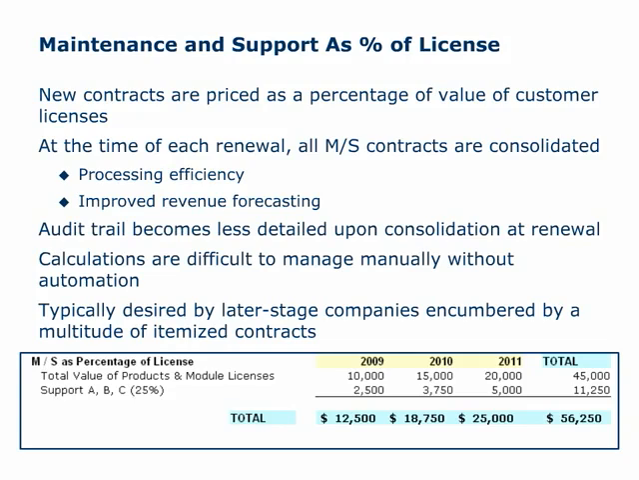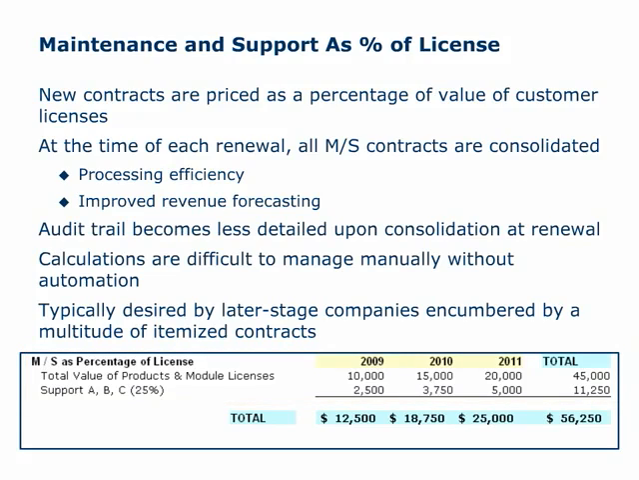Maintenance and support as a percentage of license addresses the challenges of managing multiple itemized contracts. This model is preferred by later stage companies that see the value of consolidating contracts at the time of renewal instead of maintaining them separately. Looking at the example on the slide, the support contracts A, B, and C show one accumulated value on a yearly basis. Similar to the previous example, the value of each contract is 25% of the total value of products and licenses, but is not individually displayed on a year-to-year basis.